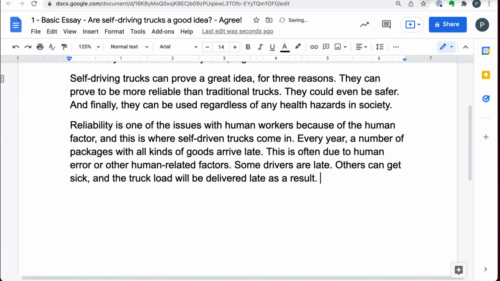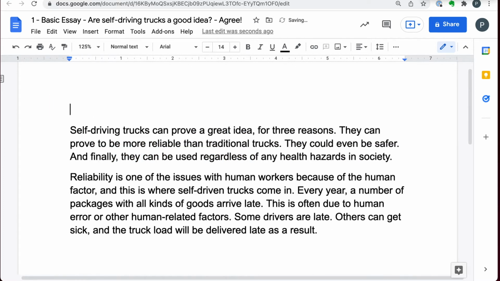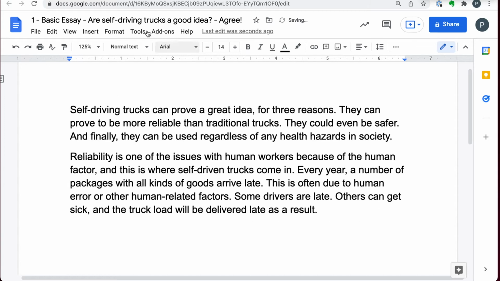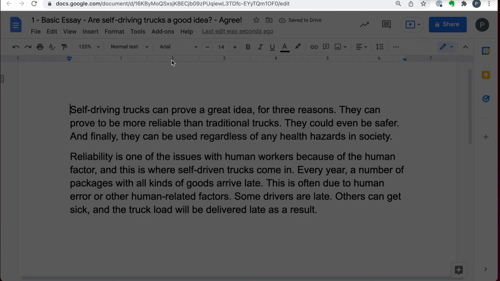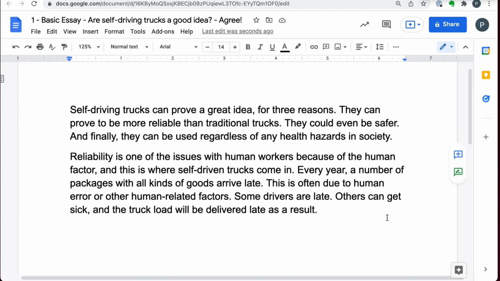Okay, again, this is the first draft, but I'm just writing. I can get rid of the first two steps, just so that I could check in with my word count. Okay, I already have 100 words. I need about 300 words. I already have 100. So let's keep going. And the truckload will be delivered late as a result.